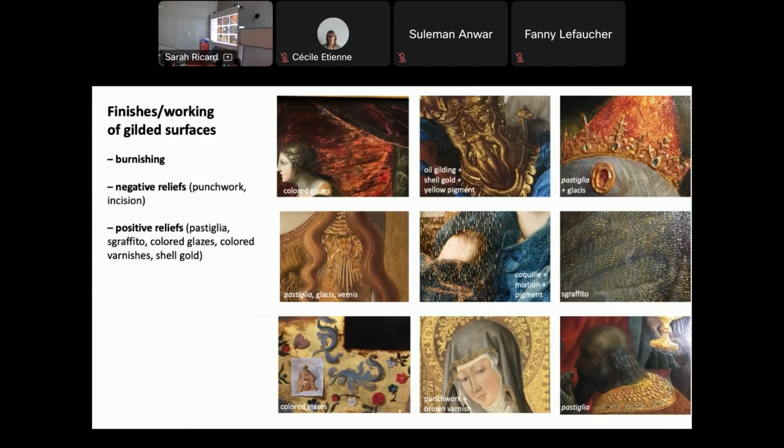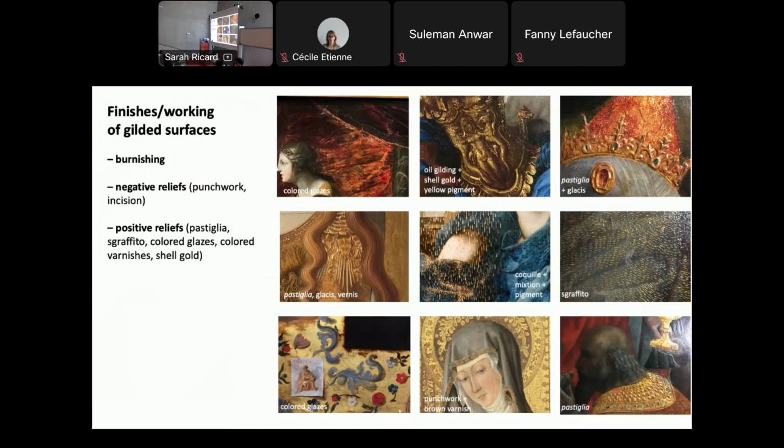For instance, the bastiglia here is a modeling of the preparatory ground underneath that can create a real relief that is later gilded. You can also have sgraffito, which implies covering the gold surface with paint and then scratching in order to reveal the gold underneath. And you can also have glazes, which allow you to color the gold leaf. And these glazes are more or less opaque and allow also for a great variety of effects.